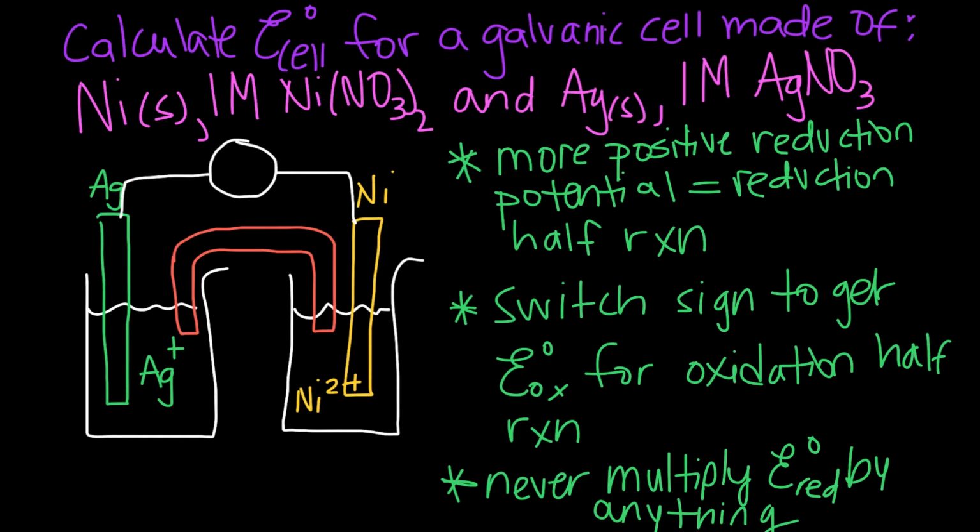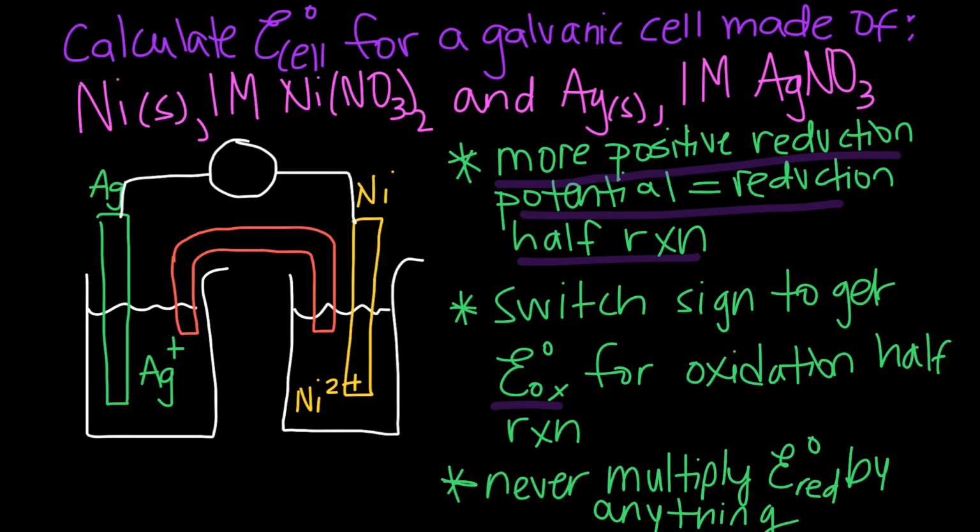Here are some notes that reiterate what I just said. The more positive reduction potential is going to be associated with your reduction half reaction if you're trying to see what happens spontaneously. And the less positive is going to be your oxidation half reaction. In order to get the oxidation potential, you're going to need to switch the sign. And one other note, you never multiply your reduction or your oxidation potentials by anything.